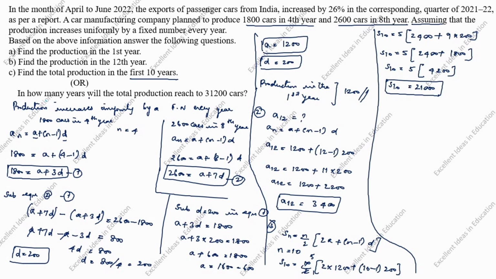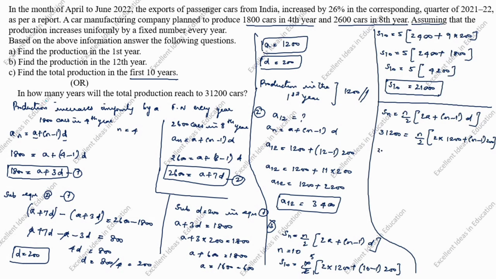Next question, in how many years will the total production reach 31,200 cars? Total production means always we will take it as the sum of the first nth term formula. What is the sum of the first nth term formula? Sn is equal to n by 2, open the bracket, 2a plus n minus 1 into d. Sn value is given as 31,200 equal to n by 2. N only we need to find. How many years, right? This n value we need to find. 2 into a value we know 1200 plus n minus 1 into d is 200.